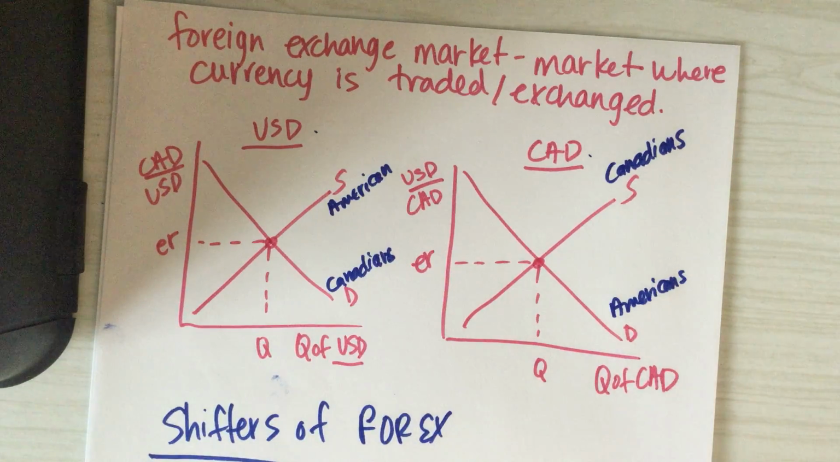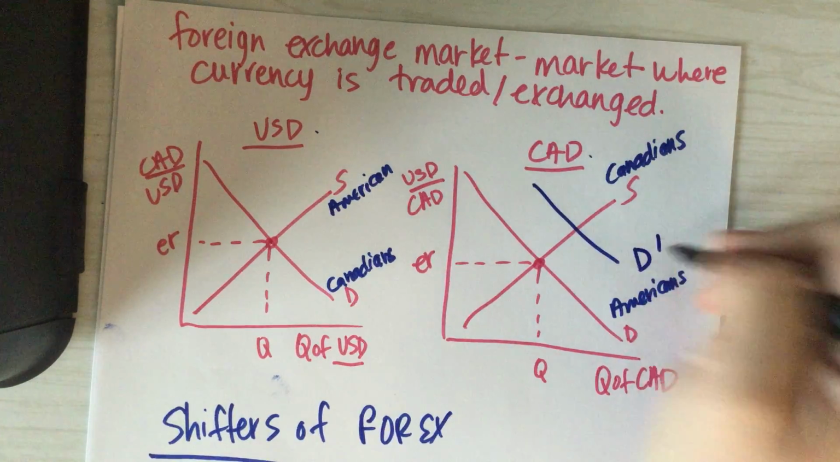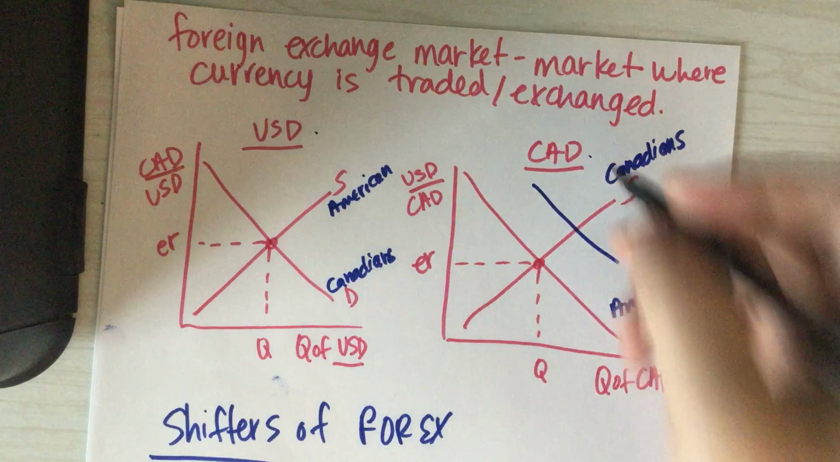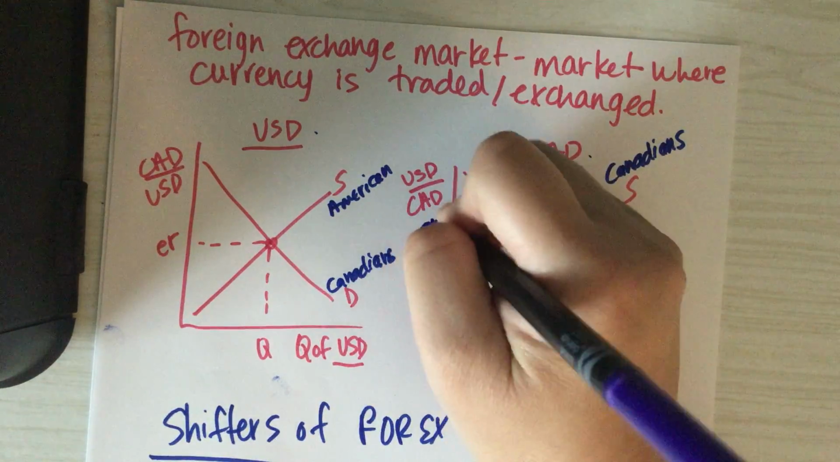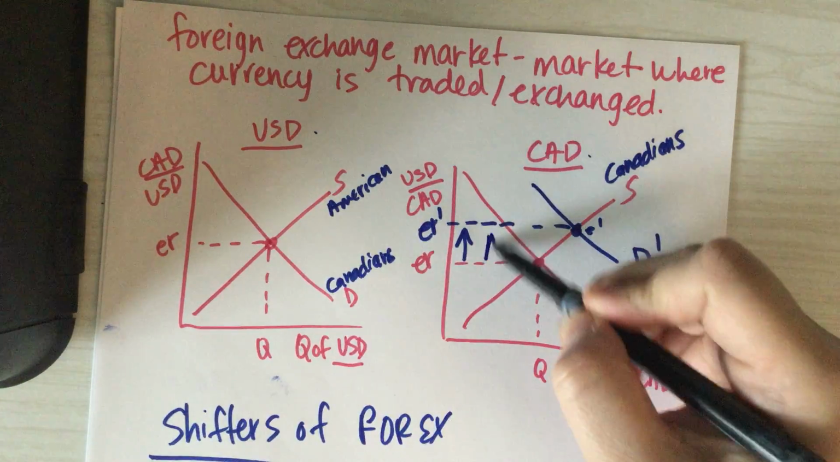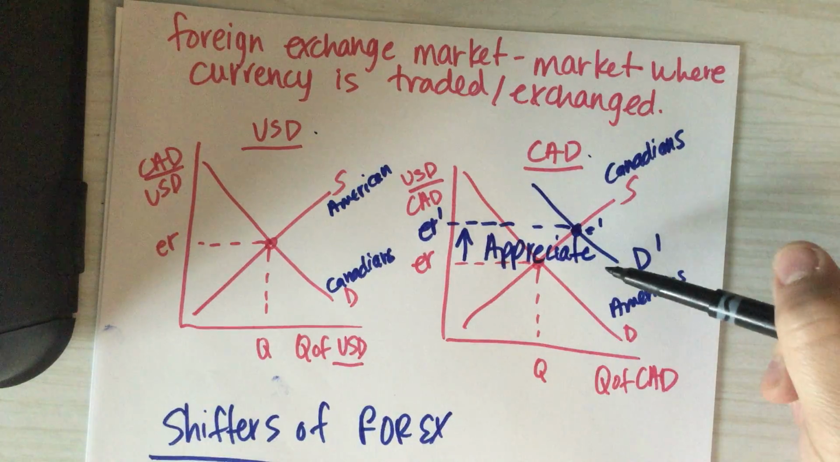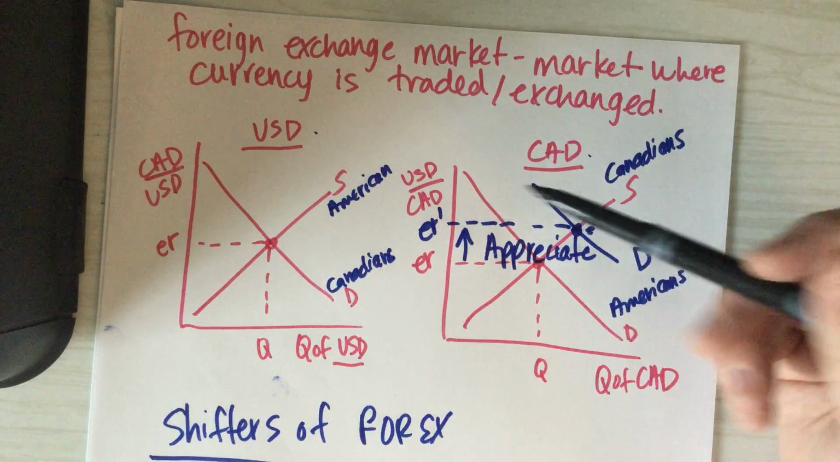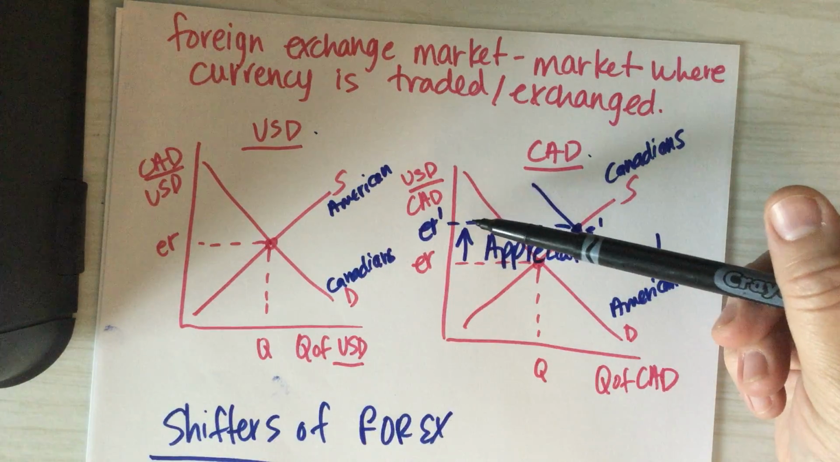So if Americans are going to visit Canada, they're going to need Canadian dollars, and essentially the demand for Canadian dollars would increase. So we would draw a shift to the right of the demand curve. The new equilibrium then is going to cause this exchange rate to go up. When an exchange rate goes up, this is called appreciation. Appreciation, or for the currency to appreciate, means that the value of their dollar or the exchange rate has increased.